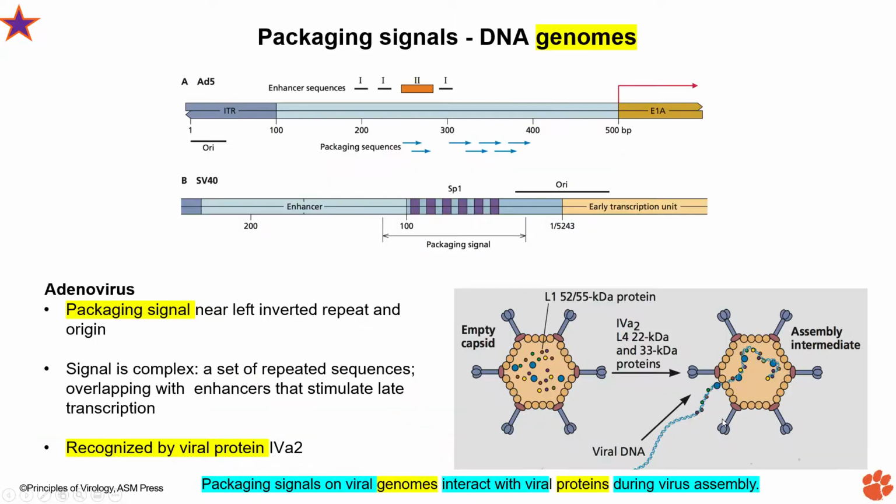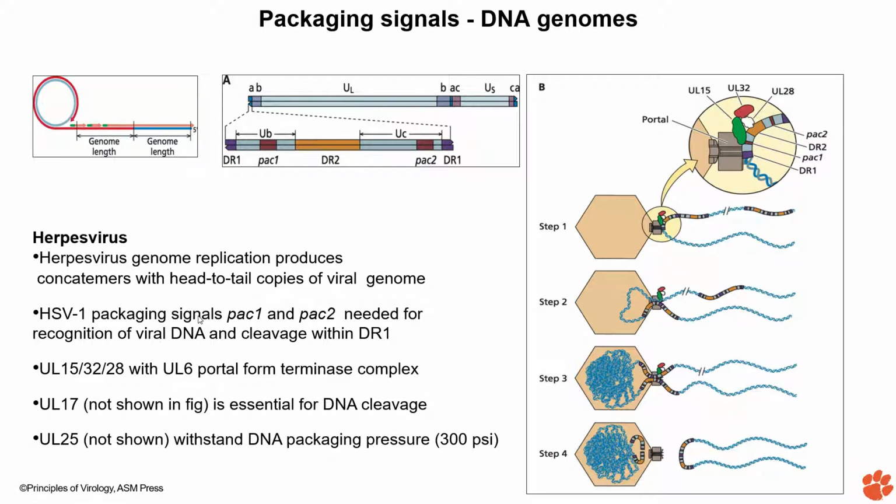This is just a similar slide, same question. I'm not going to ask any of these features in here, but the idea is the packaging signal near the left of the inverted repeat and the origin. You can see that this is the adenovirus or the SV40, and this is their genome. The packaging signals are on the genome, and it is recognized by a viral protein. So 4A2 is not important, but these two points are: the packaging signals are on the genomes, and they are recognized by the viral proteins during the assembly. That bottom line is the most important part. Just remember that. All right, so fairly easy.